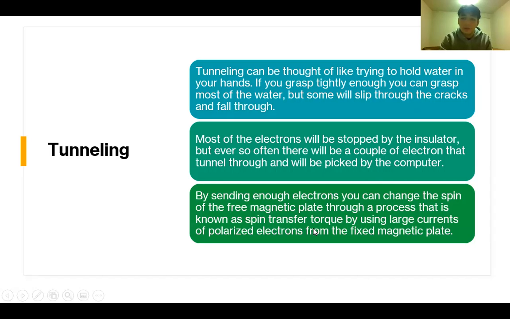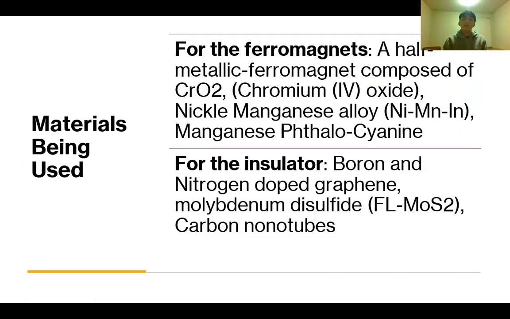By doing this, you do the same thing as capacitors, like I said, and you get a series of zeros and ones. Now, the materials that are being used, I've seen many different types of combinations. These are just a handful that I've found. I've found a half metallic ferromagnet comprised of CrO2, which is just chromium dioxide. I found a nickel manganese alloy, which is just essentially manganese and nickel combined together. And then a manganese, pardon my pronunciation of this, but pathyllocyethane.